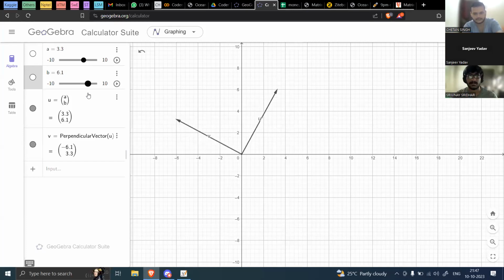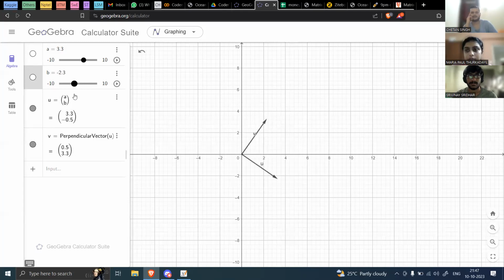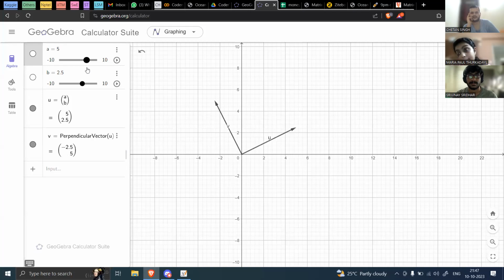Is it just for me? I think someone's speaking, but it's not that clear. Can anyone tell us what the relation of slopes of two perpendicular lines is? M1 times M2 is equal to minus 1.